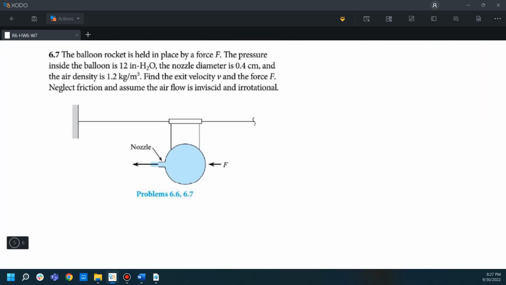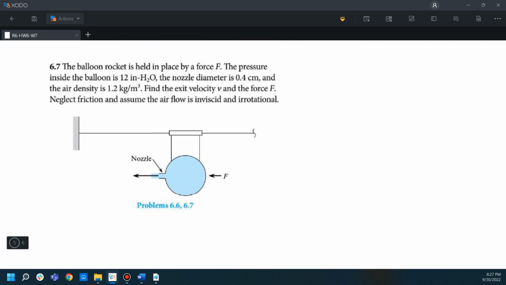Okay, now let's look at the next one. Problem 6.7. The balloon rocket is held in place by the force F. The pressure inside the balloon is 12 inches of water. The nozzle diameter is 0.4 centimeter and the air density is 1.2 kilograms per cubic meter. Find the exit velocity V and the force F. Neglect friction, and assume the airflow is inviscid and irrotational.